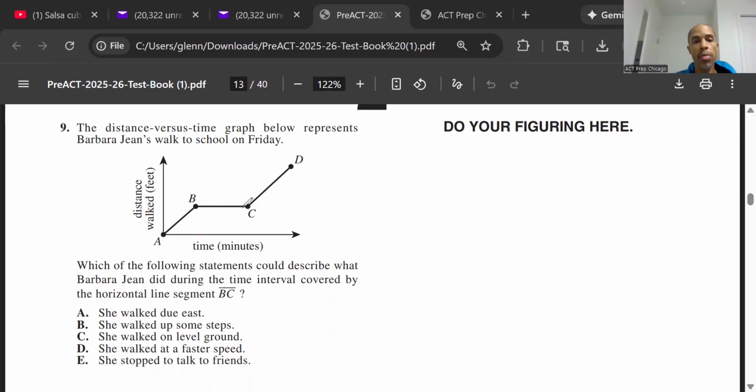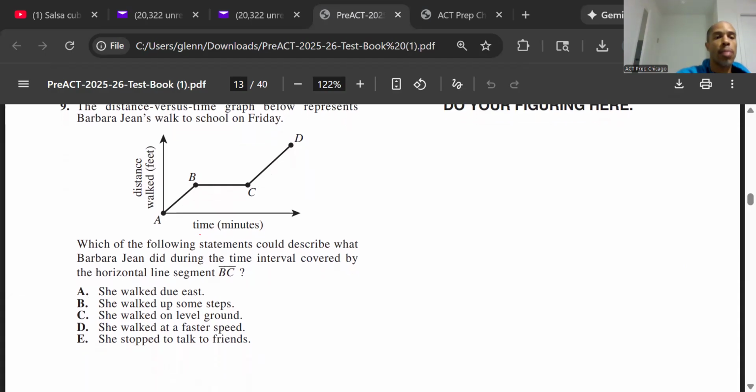Okay? So which of the following statements could describe what Barbara Jean did during the time interval covered by a horizontal line? Well, she's not really traveling a distance. That's the horizontal line from B to C. We just talked about that because time continued to go from left to right, but distance didn't change. There was no vertical movement here. It was just a horizontal line. So no distance changed as time did. Therefore, it would be she stopped to talk to her friends. Okay, so that is number 9.